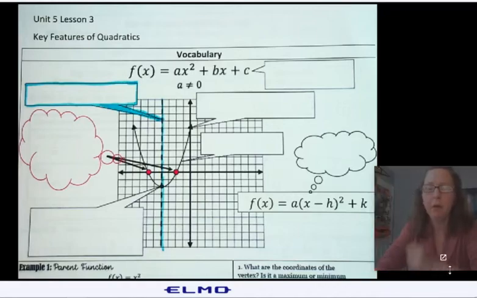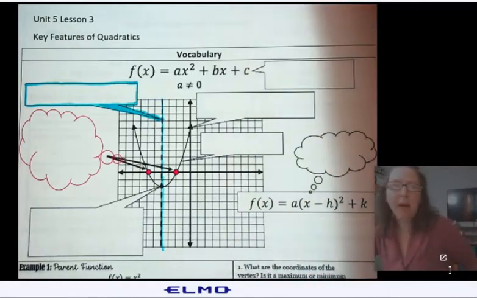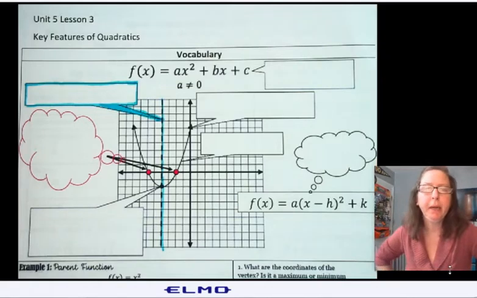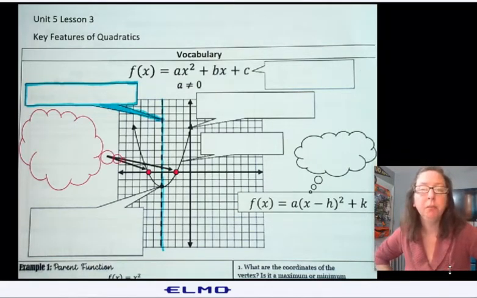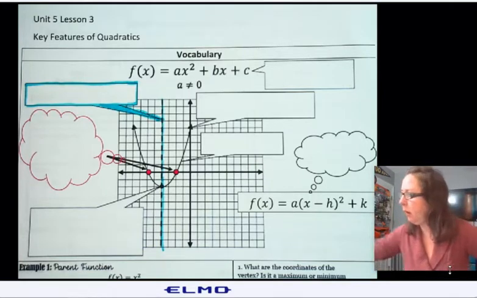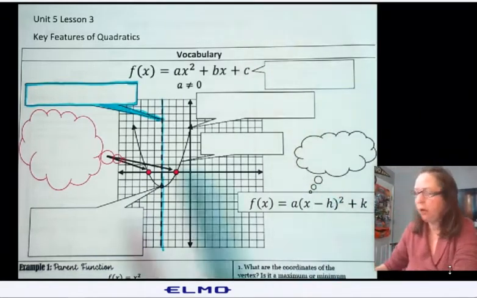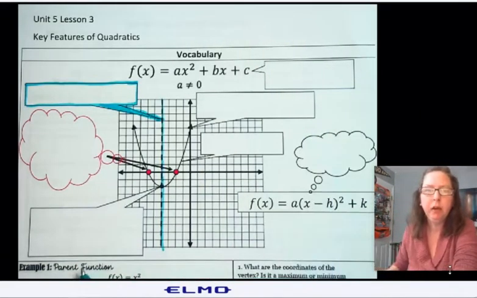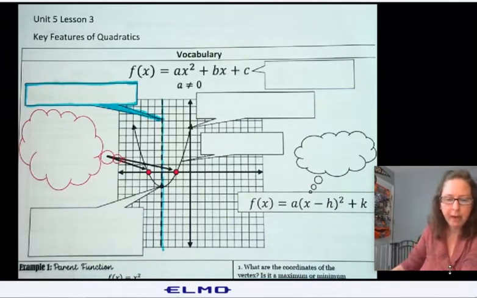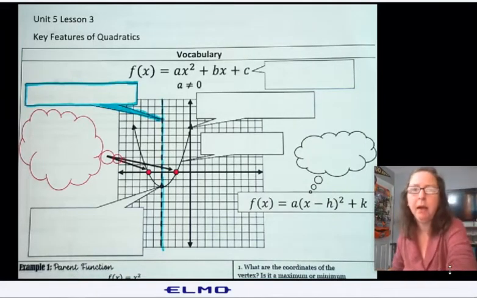Hey kiddos, today we're going to do Unit 5, Lesson 3. We are moving on to talk more specifically about quadratics. Let me get some pens here. This whole diagram is just going to help us with our vocabulary.